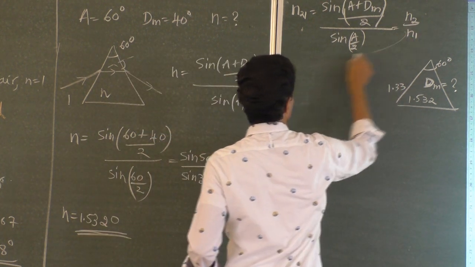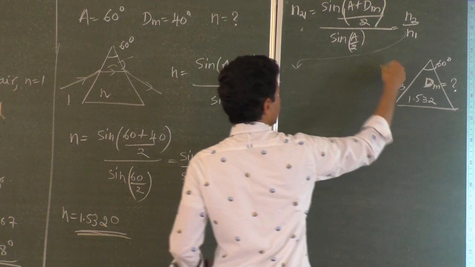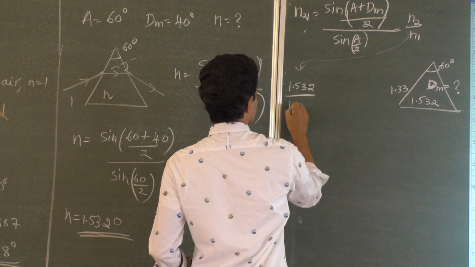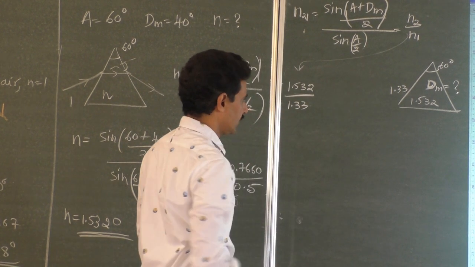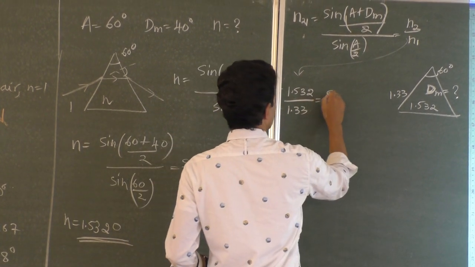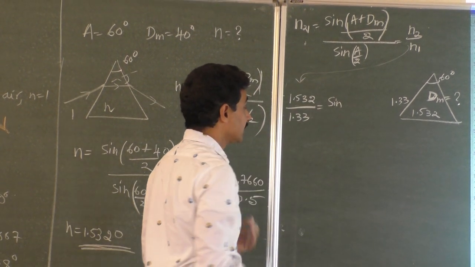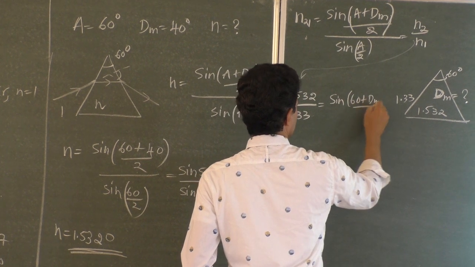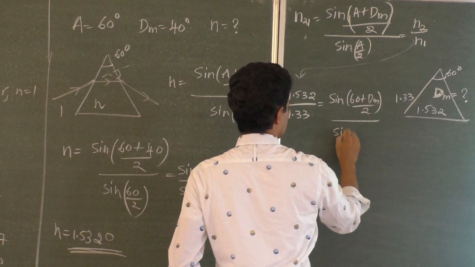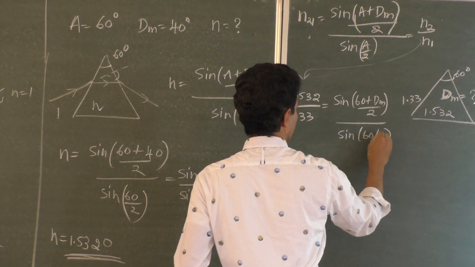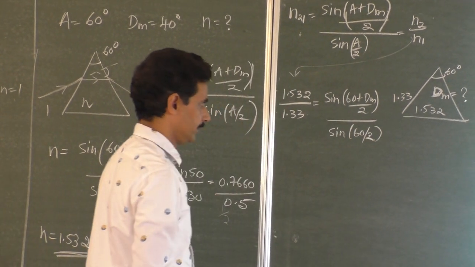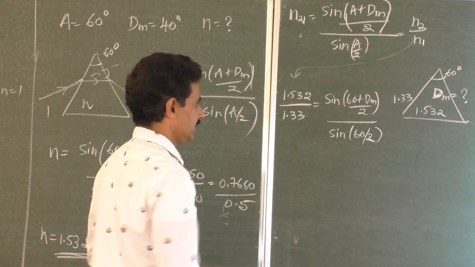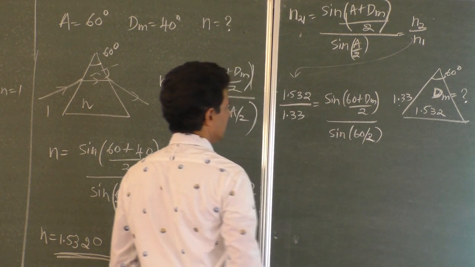I'll write this first. n2, the refractive index of the second medium, that is 1.532, divided by n1, the surrounding medium. Last time it was air, now it is water, is equal to sine (A plus Dm)/2 by sine A/2. A is given, Dm is not given. So sine (60 plus Dm)/2 by sine 60/2. A is the same. The angle of the prism doesn't change as the prism is kept in water. Only the surrounding medium will change. That is 1.33.